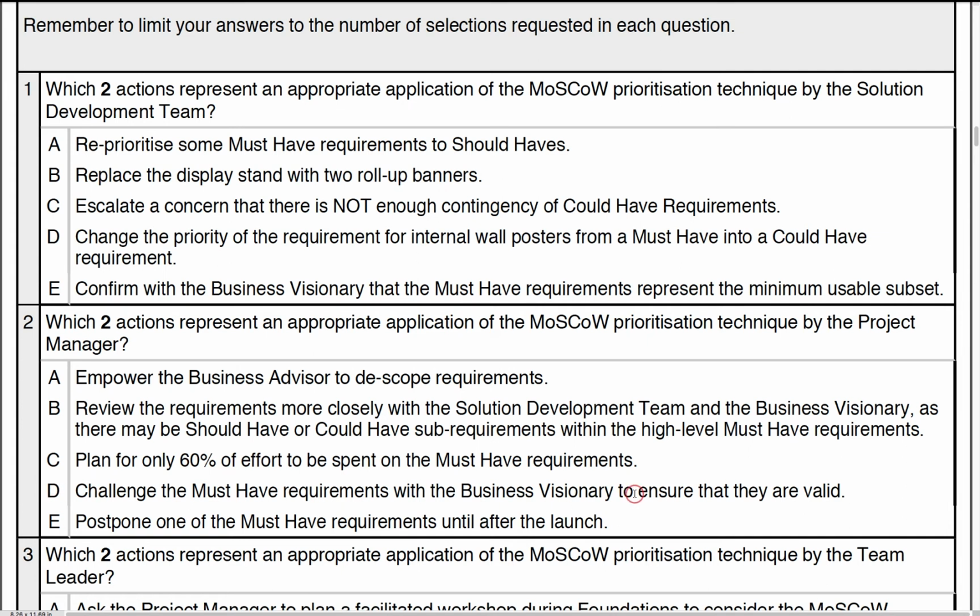Well, of course, that's certainly what they can do, and the visionary can then give his or her feedback and make decisions. Postpone one of the must-have requirements until after the launch. Well, that certainly will not fly here because if we don't do that, it's not going to work. Remember, minimum usable subset requirements are required. Postponing will not work. That will completely destroy the quality. Okay, so the answers here are B and D.